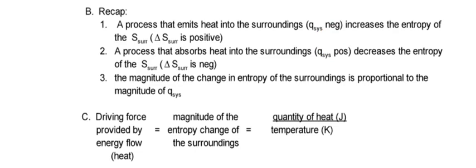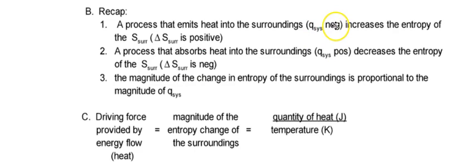So that means the delta S of the surroundings is positive. A process that absorbs heat into the system, where Q is positive, decreases the entropy of the surroundings, therefore delta S surroundings is negative. Notice what's happening. The signs are opposite. Did you catch that? The signs are opposite.